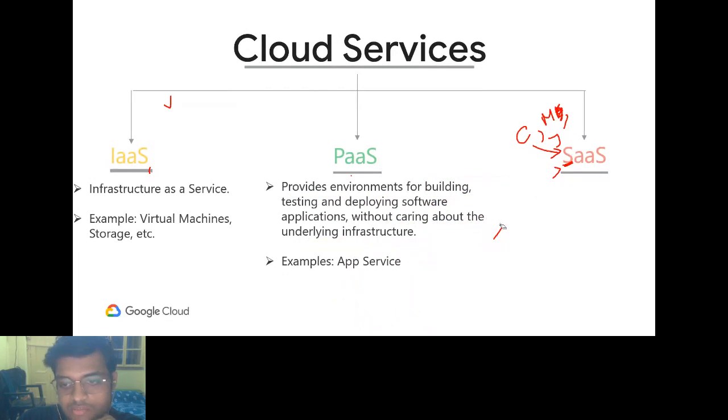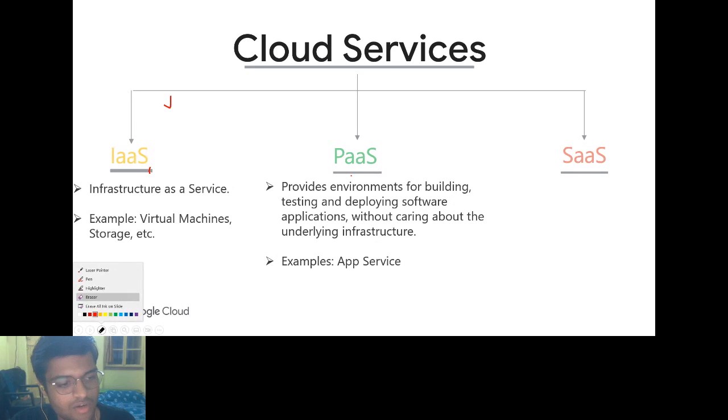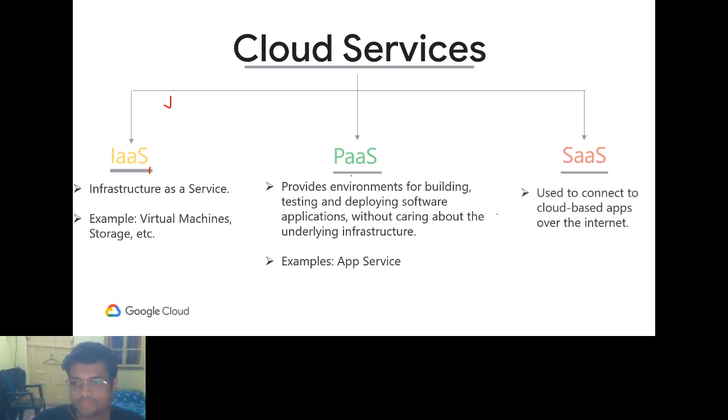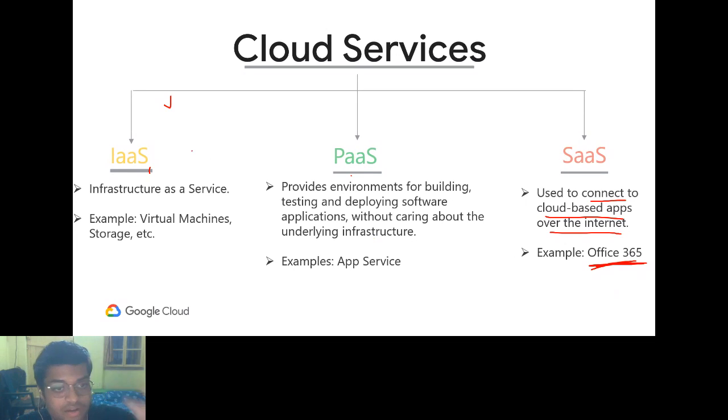So let's take the example of Netflix. Everybody knows Netflix. Before that, let's just talk about SAS. When I talk about SAS, this will be a lot clearer. SAS is used to connect cloud-based apps over the internet. So as I just said, this is your Canva, your Jupyter Labs, your whatever you see. And yeah, Office 365 over the internet. You can just search up Office online and you will find it.